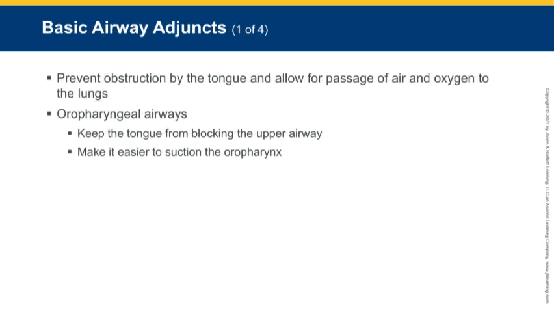Airway adjuncts are devices that help maintain an open airway by preventing the tongue from blocking airflow. Two commonly used adjuncts are the oropharyngeal airway, OPA, and the nasopharyngeal airway, NPA. These devices allow EMTs to provide adequate oxygenation and ventilation in patients who cannot maintain their own airway.